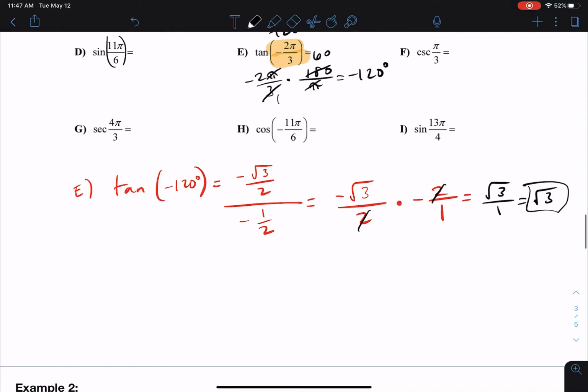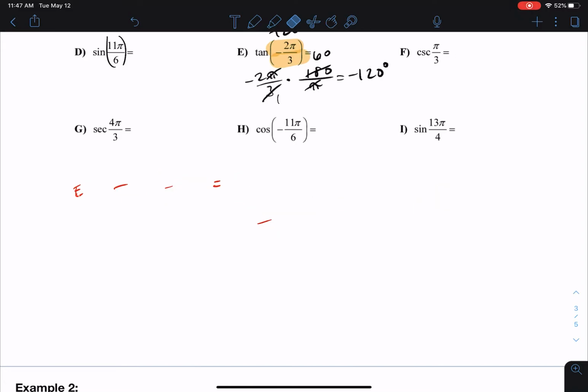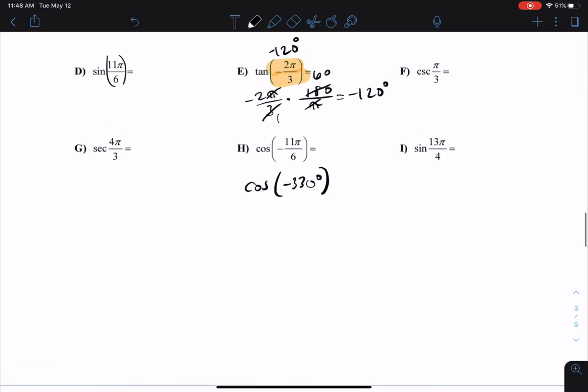Okay. All right, so now let's look at H. Let me erase this real quick so I've got some room. H is also a negative, so we've got to figure out where. I'm going to go negative 11 pi over 6. Well, positive 11 pi over 6 is 330 degrees. So really what I'm doing is going 330 degrees in the negative direction, which is almost all the way around.